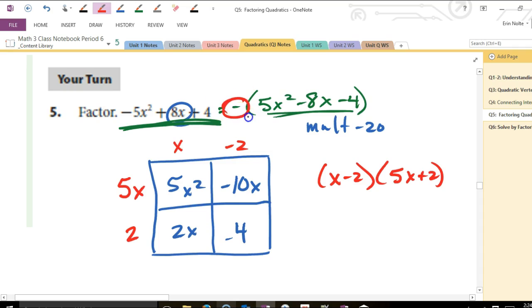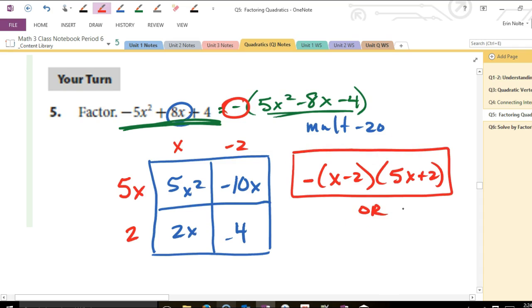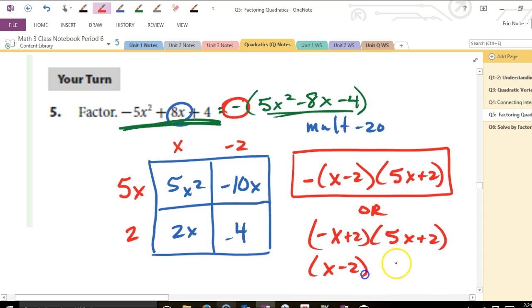And then we have to still use this negative that we initially pulled out. Okay, that's still part of the fully factored version. Okay, so this would be fully factored. Okay, now if you came up with an answer before that was either negative x plus 2 with a 5x plus 2, or an x minus 2 and distribute the negative through the second one, any of those would work. Okay, they are all equivalent.